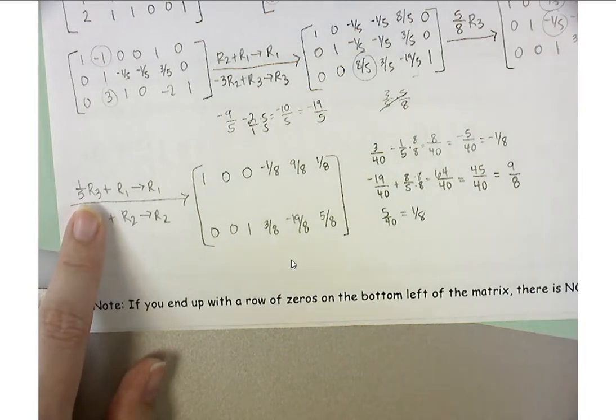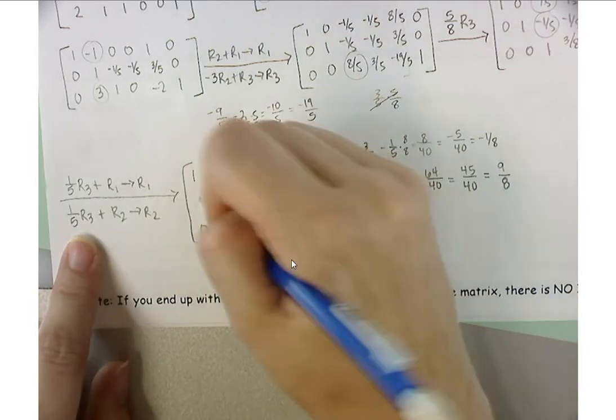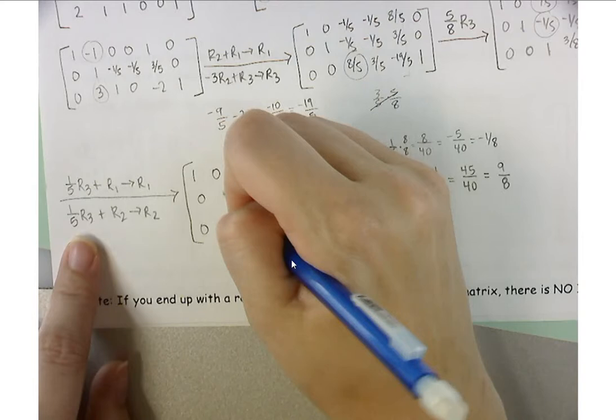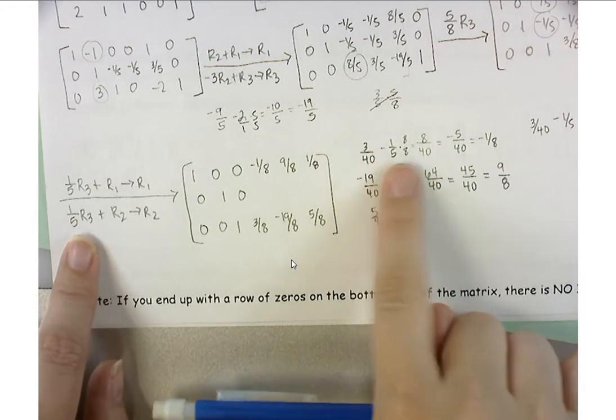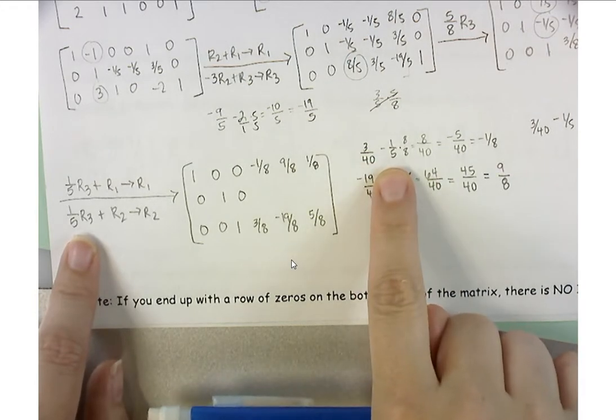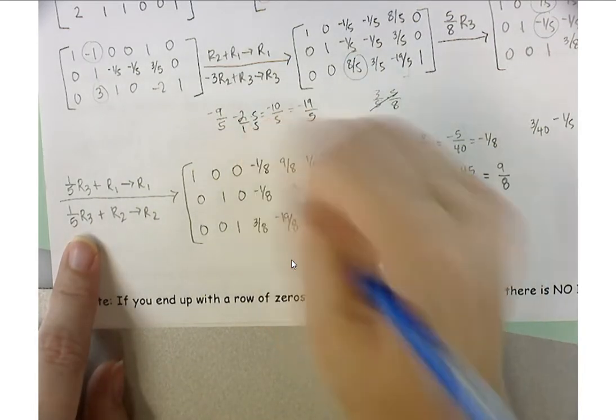Okay, and then our next one, we're going to do 1/5 times row 3, and then we're going to make that row 2. So 0 plus 0 is going to be 0, 0 plus 1 is going to be 1, 1/5 plus negative 1/5 is going to be 0. So now 1/5 times 3/8 again is going to be 3/40ths. And then look, I'm subtracting 1/5 again. Isn't that exactly what I did here? 3/40ths minus 1/5. So the result is going to be negative 1/8.